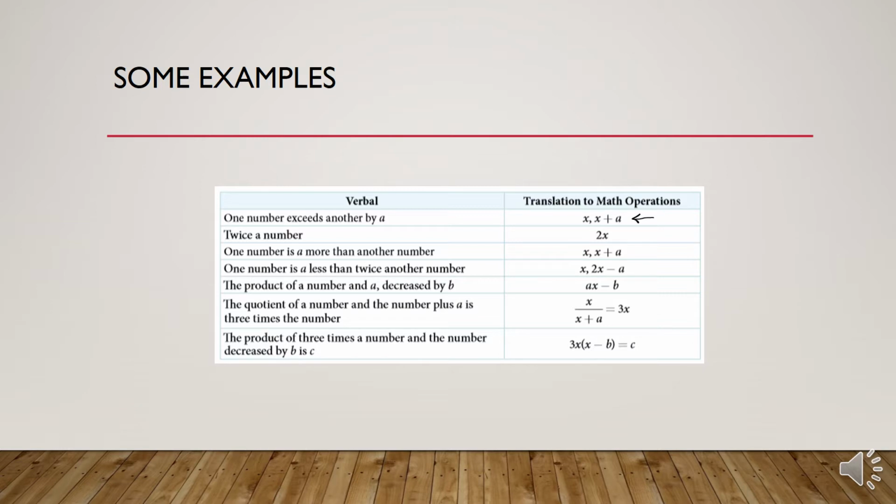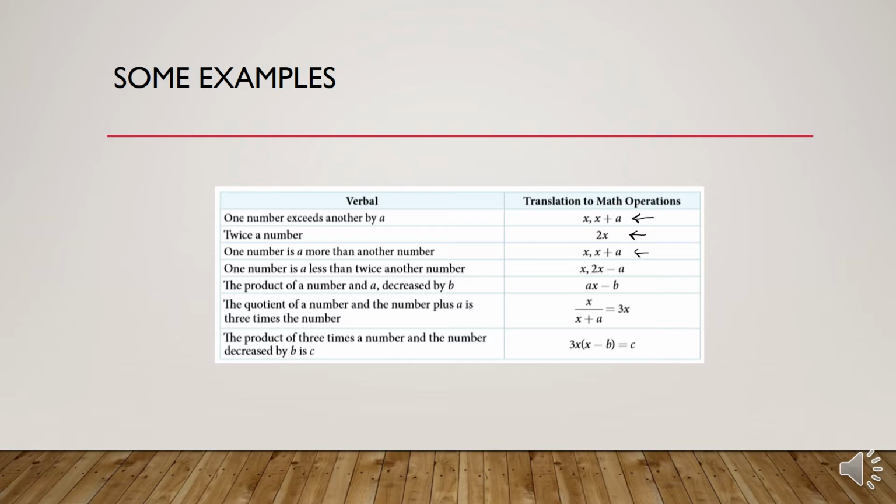Next, twice a number, that would mean that you multiply by 2. So by the same account, 3 times a number or thrice a number would be 3 times x. You could go from there. Next, one number is a more than another number. So this is the same as the first one. We're just saying that one number, we'll call it x, and we have another number that is a more, so x plus a.